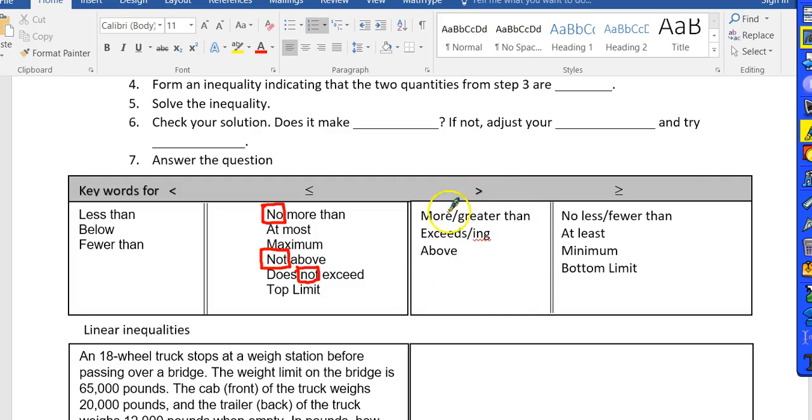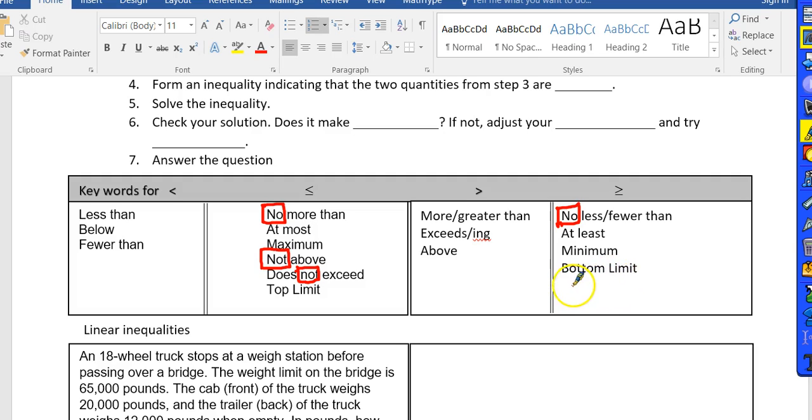Okay. So there's those key words. Then we have greater than, where we have the terms more, greater than, more than, greater than. That's obvious. Exceeds or is exceeding or is above. Now let's go to greater than, and there is a word missing here. Let's see if you can find it. So we have no less than or no fewer than, which means I want the opposite of less than, right? Which is greater than or equal to. At least, which is the opposite of at most. Yeah? Minimum, which is the opposite of maximum.